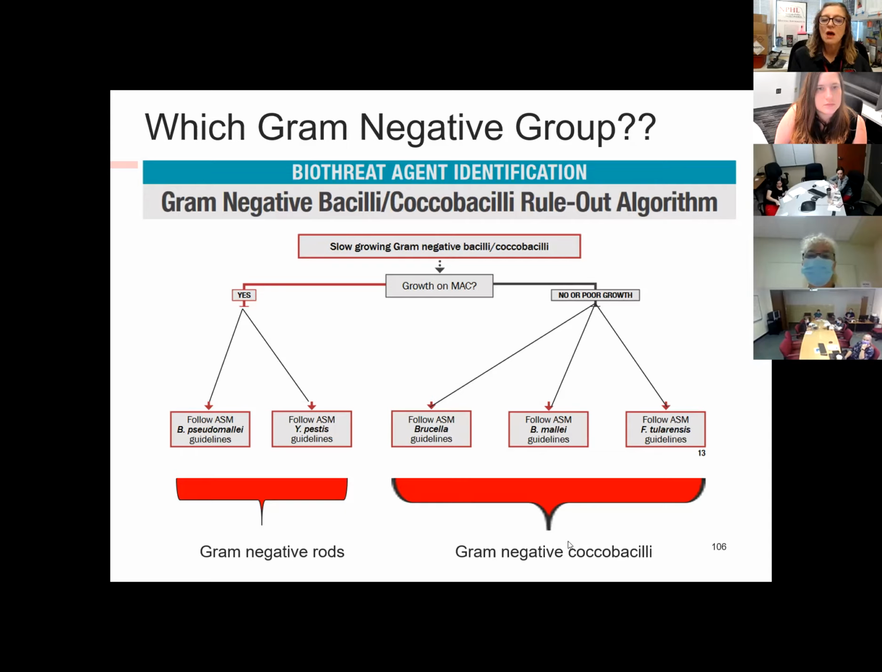So do you see where this, rather than trying to determine from the gram stain what it is, look at your MacConkey plate. That will help you determine what chart to go to. Do you go to the gram-negative rods chart, or the gram-negative coccobacilli chart?